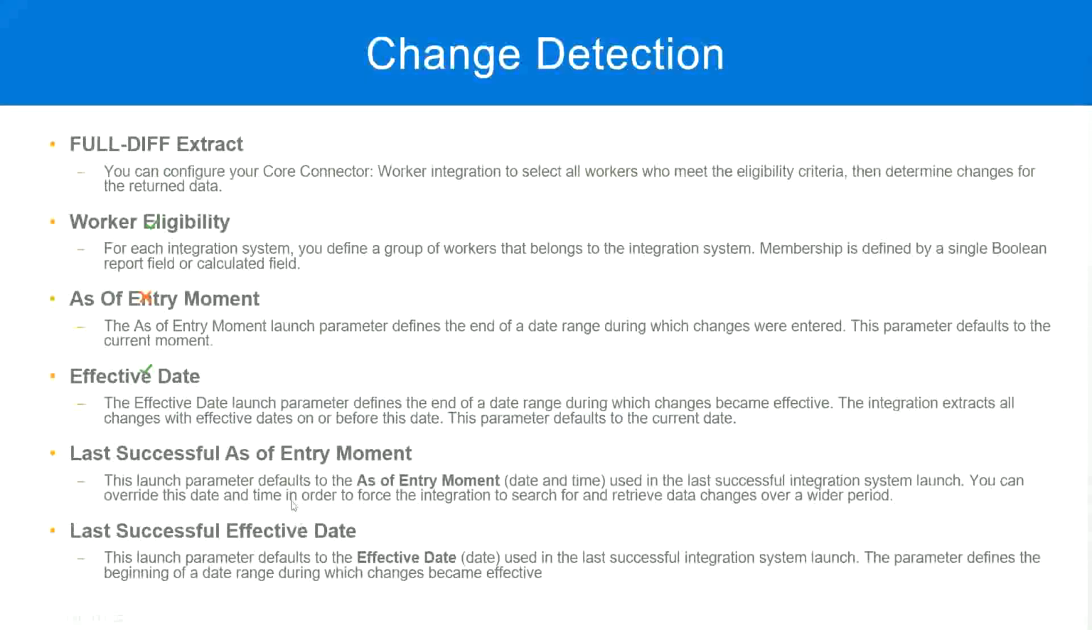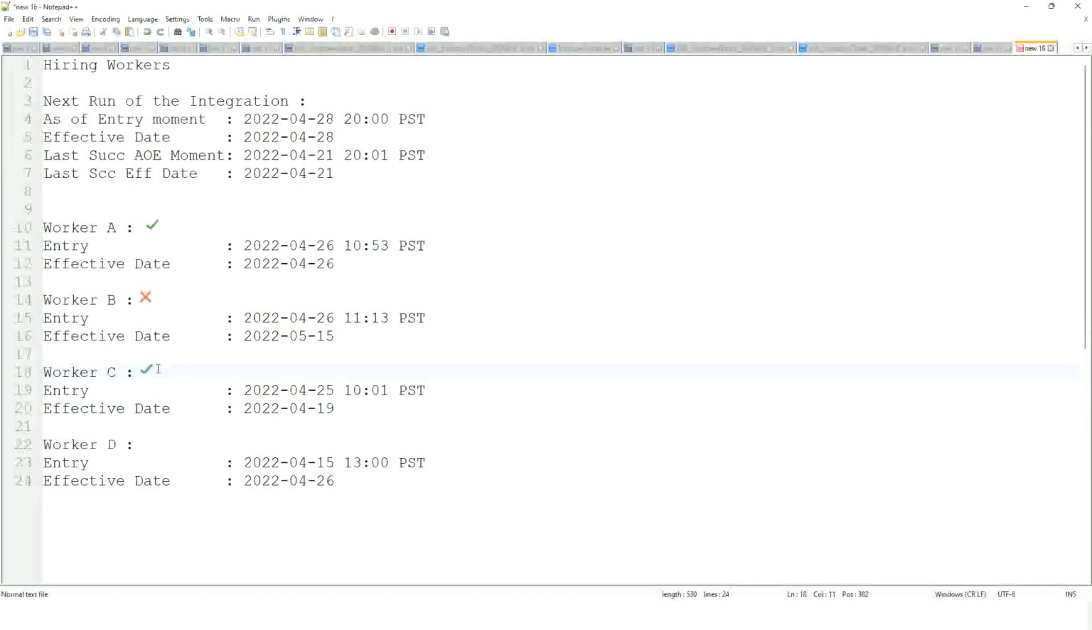Well, let's go back and revisit our parameter effective date. What does it say? The effective date parameter says the integration extracts all changes with effective dates on or before this date. Right, on or before this date. So this is slightly different than what we have for the as of entry moment comparisons. So anything which is effective on or before this date will be included. Worker C will be included. That's absolutely correct.